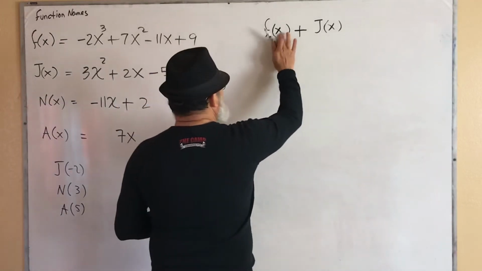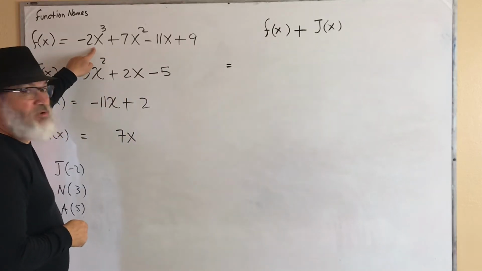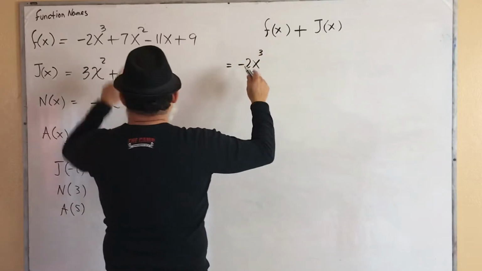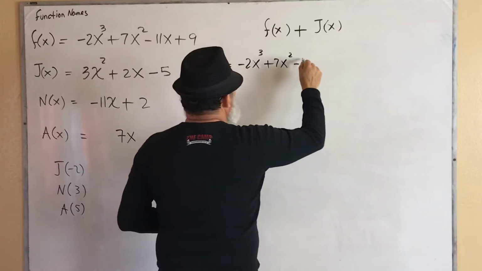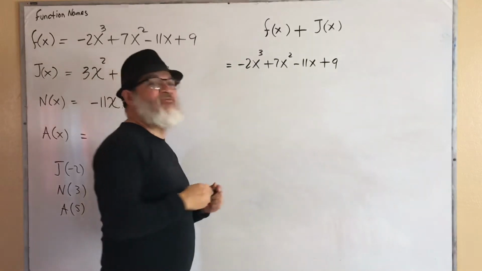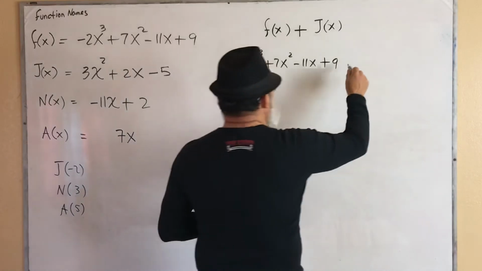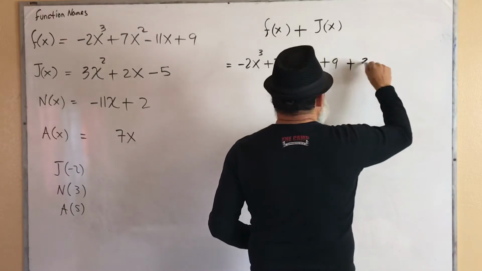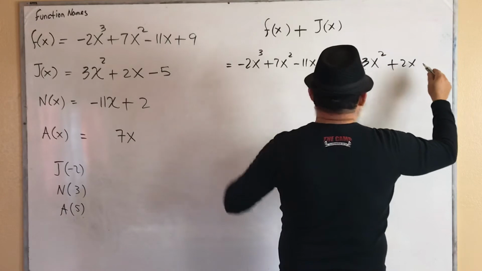So when you add those two, what's Frank? Frank is right here. Frank is negative 2x to the third plus 7x squared minus 11x plus 9. That's Frank. What about Jack? Jack is 3x squared plus 2x minus 5.